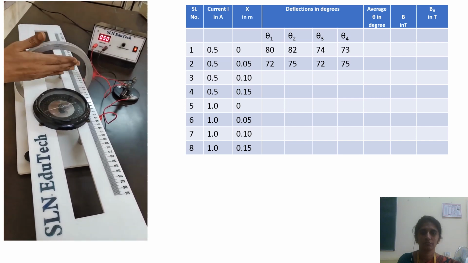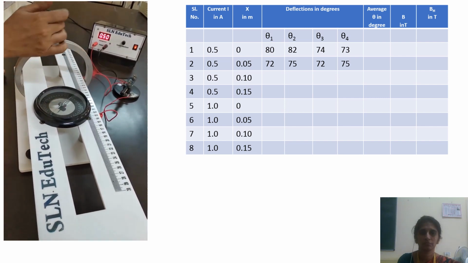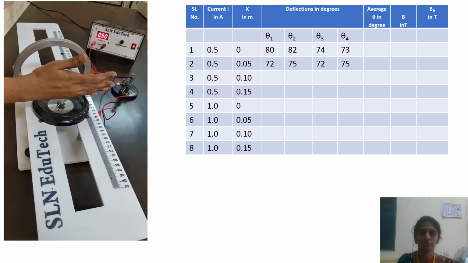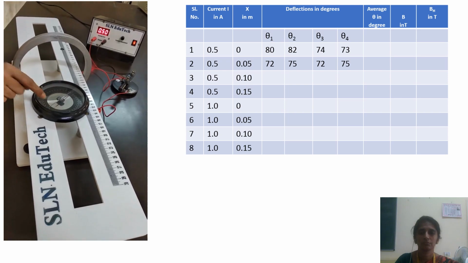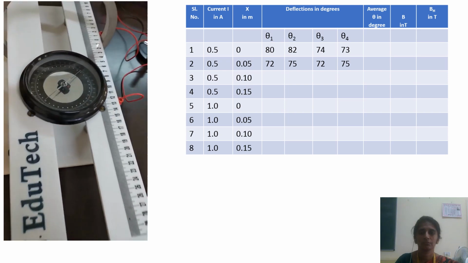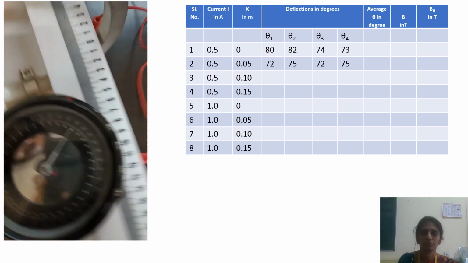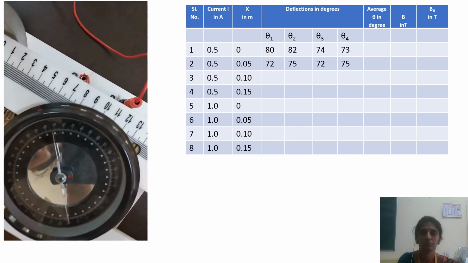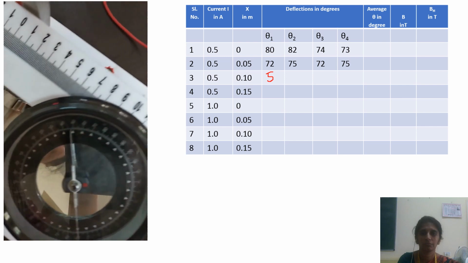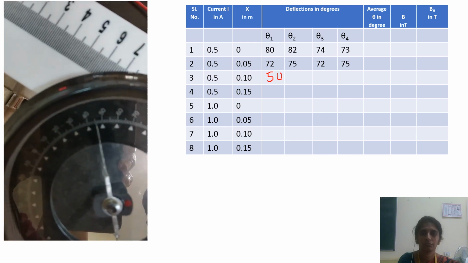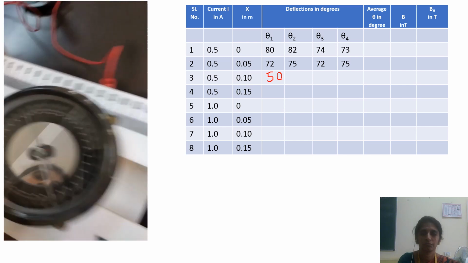Now I have moved the compass from the current carrying conductor by a distance of 10 centimeter. Again I have to note down theta 1 and theta 2. Theta 1 comes to be 49 and theta 2 is 52. 49 and 52 are theta 1 and theta 2.